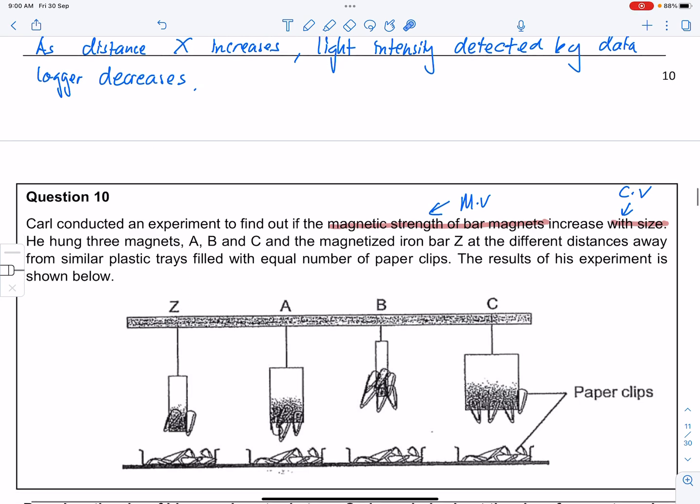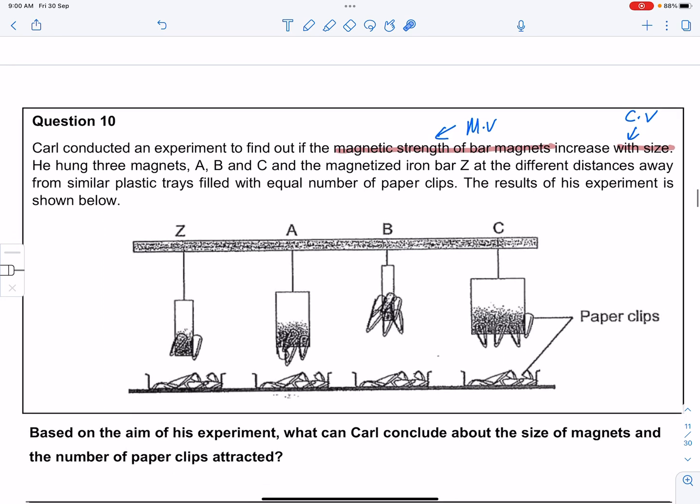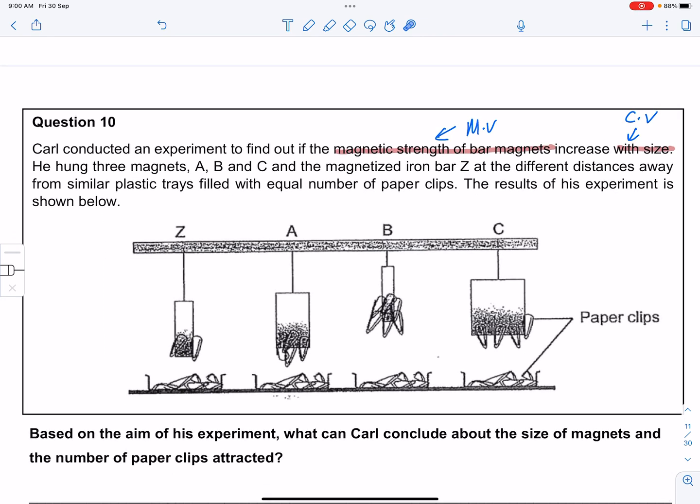The result of his experiment is shown below. Based on the aim of his experiment, what can Carl conclude about the size of the magnets and the number of paper clips attracted?